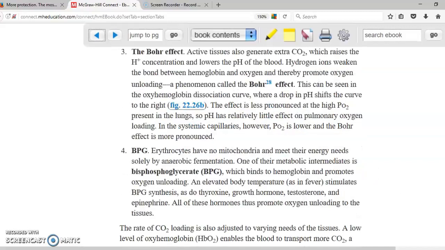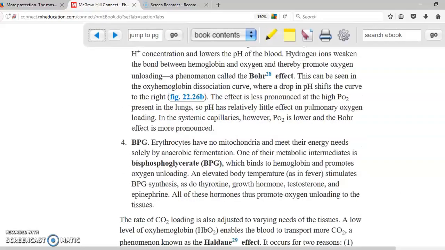Next one that we have is BPG. BPG is an intermediary metabolite of anaerobic respiration. Remember, red blood cells don't have mitochondria, therefore we can only produce ATP using anaerobic respiration, and that is going to produce BPG, which is bisphosphoglycerate. Okay, when you have bisphosphoglycerate, it stimulates the unloading of oxygen into the tissues.